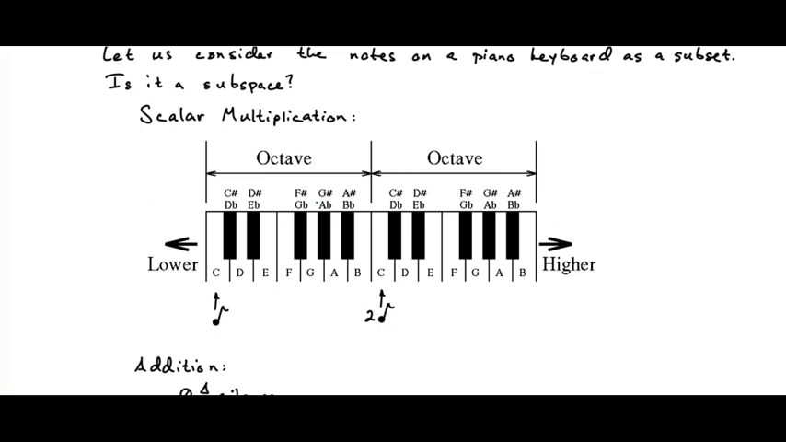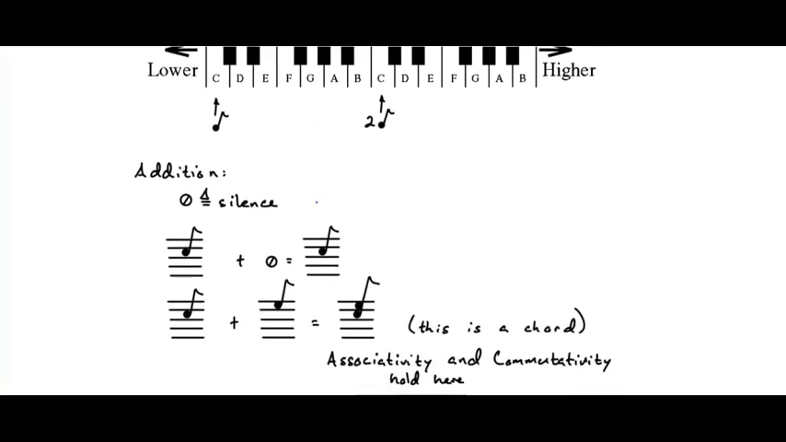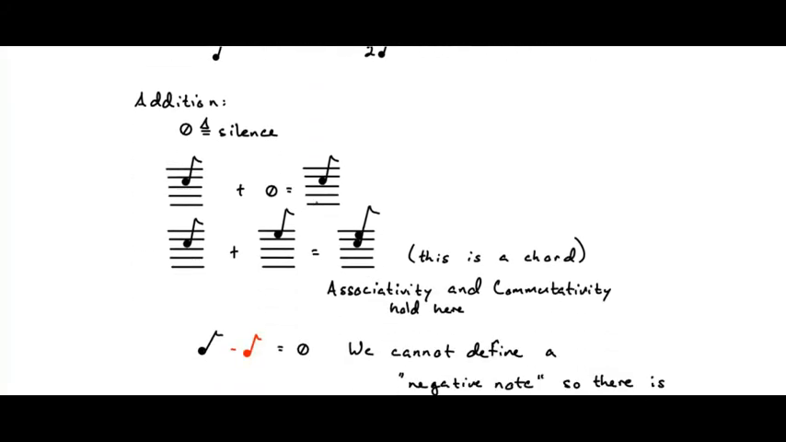For this, we are going to use the notes that we just heard as elements in our vector space. We're going to claim that scalar multiplication takes C, and a 2C is one octave higher. For addition, we define the zero element to be silence. We define a note plus silence to be the same note, as we can hear. And we define a note plus another note to be a chord.